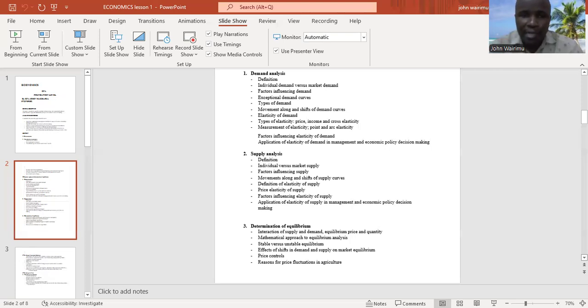Now, when demand and supply curves meet, they are going to introduce what we call equilibrium. So we are saying we shall look at determination of equilibrium, interaction of supply and demand, equilibrium price and quantity. We shall also have a mathematical approach to equilibrium analysis, stable versus unstable equilibrium, effects of shift in demand and supply on the market equilibrium, price control, and reasons for price fluctuations.